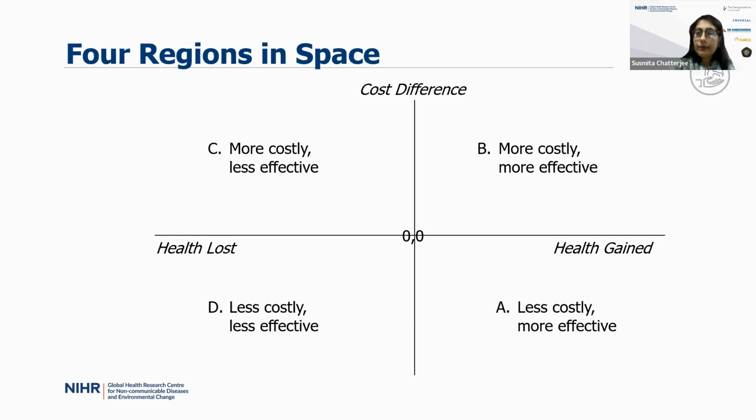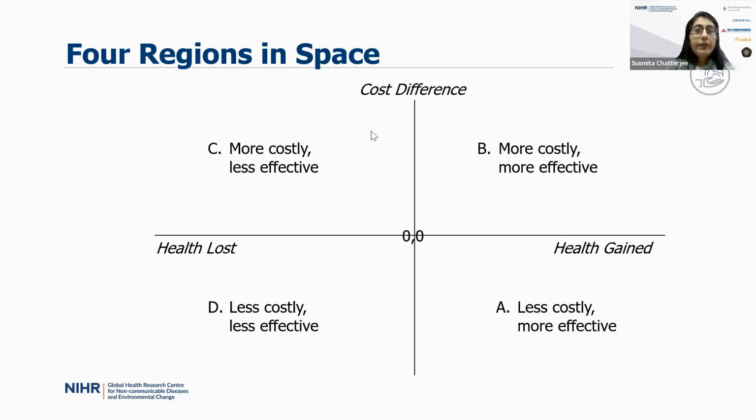If you are on the left of zero, zero, that means that if you are doing a new intervention, it is actually giving you less effectiveness. A new intervention as compared to the previous one, the one with which you are comparing, is giving you a lesser health outcome. The vertical axis tells me the cost difference. Below zero, zero is less costly. It's minus, meaning as compared to the comparator, it is lower. If I go up, above zero, zero, it means that it is more costly.